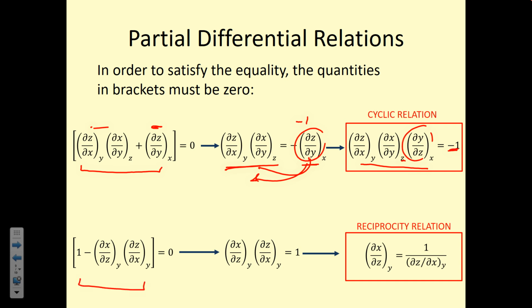Okay, so then for this bracket, the only way that this can be equal to 0 is if this is equal to 1, which shows us reciprocity: that del z del x is the same as 1 over del x del z. You can take the reciprocal of the partial derivative and it's equal to 1 over the partial derivative. Okay, so just like a fraction, reciprocity holds true. We should have proved this one first before we did this one, but, you know, you're out of order.